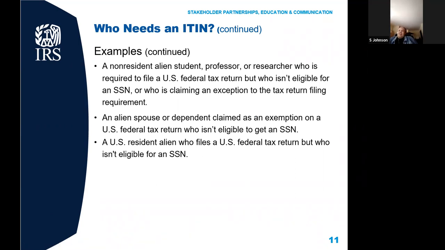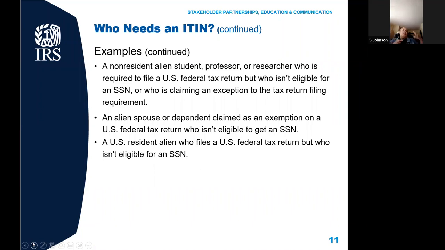Okay. Another example is a non-resident alien student, a professor or a researcher who is required to file a U.S. federal tax return, but who isn't eligible for an SSN and who's claiming an exception to the tax return filing requirement. Another example is a spouse of an alien or a dependent claimed as an exemption on a U.S. federal tax return who isn't eligible to get a Social Security number. Then you have a U.S. resident alien who files a U.S. federal tax return, but who isn't eligible for a Social Security number.